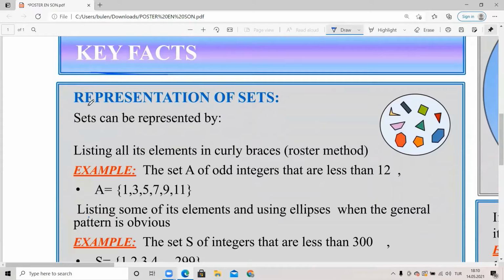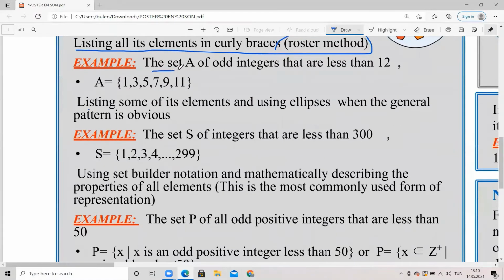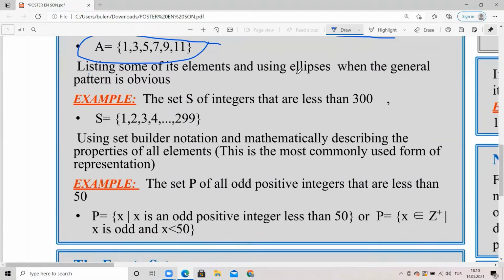Now, we first come to the representation of sets. There are three parts to this. First way to represent sets is to list all elements in curly braces. This is also known as the roster method. For an example of this, we may look at the set A of odd integers that are less than 12. As you can see, we've written every single odd integer that is less than 12.